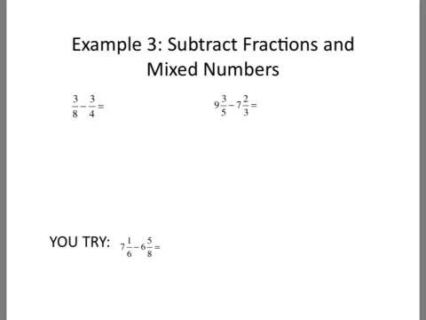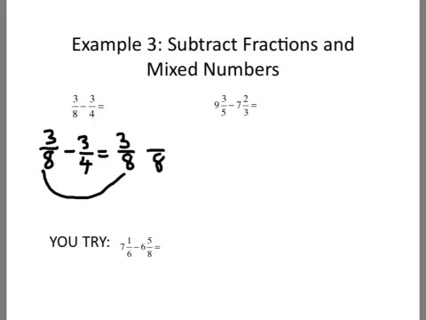Our final example, example 3, we're going to subtract fractions and mixed numbers. So as I look at this first one here, I've got 3 over 8. As with adding fractions that are different or unlike fractions, when we subtract, we also need common denominators. And I hope that you see that the best common denominator would be 8, because both 4 and 8 go into 8. So the first fraction does not change because the denominator does not change.